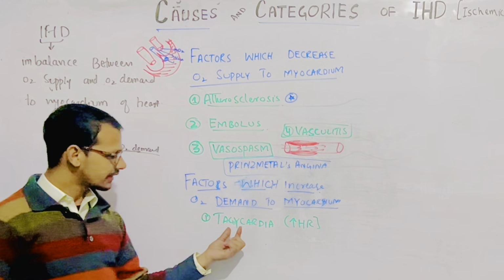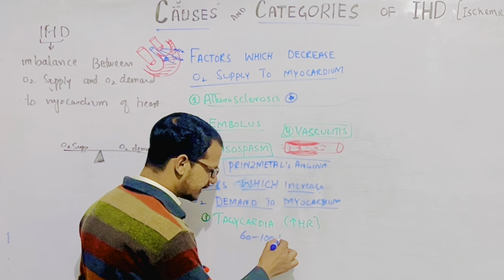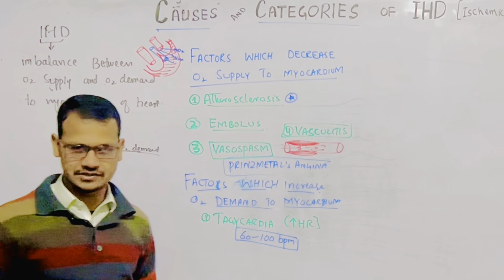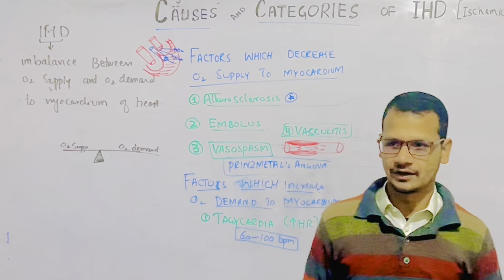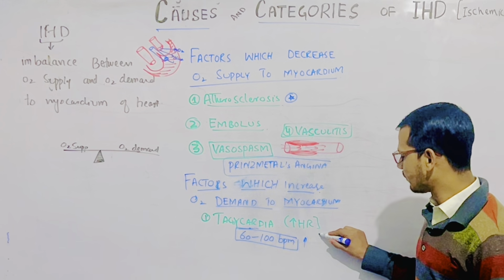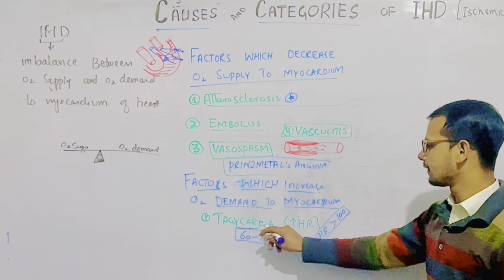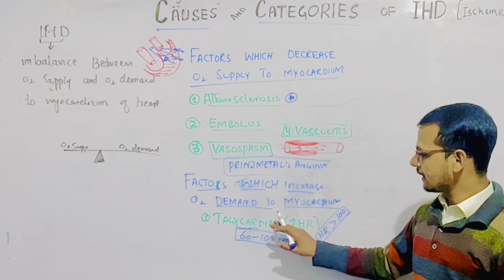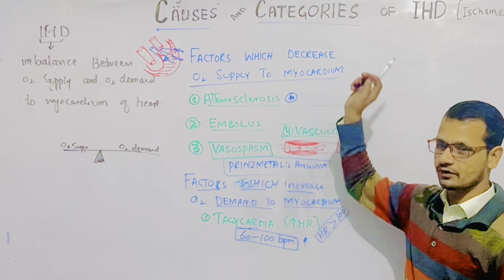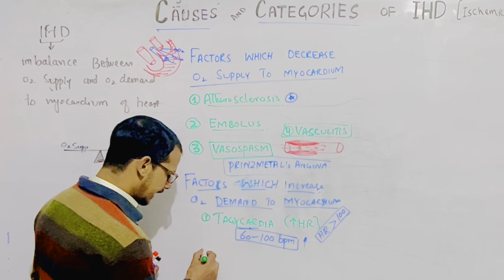Here, the first factor is tachycardia. Normal heart rate is from 60 to 100 beats per minute. But if we are exercising or working, this rate will increase. For example, a heart rate greater than 100 is called tachycardia. During tachycardia, the heart muscles contract very rapidly and demand more oxygen, so this is also a risk for ischemic heart disease. Second thing, hypertension.